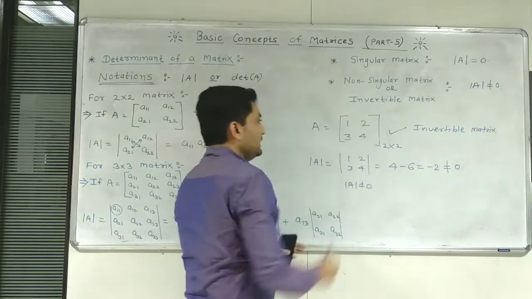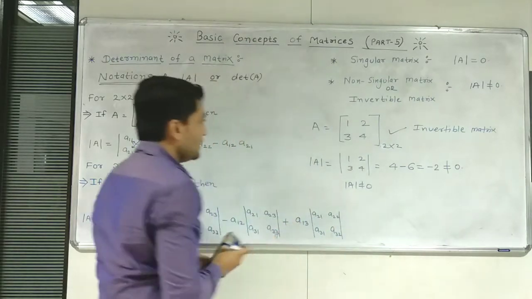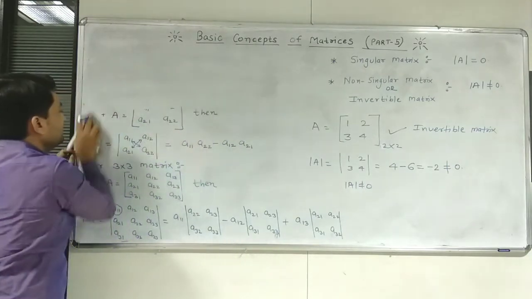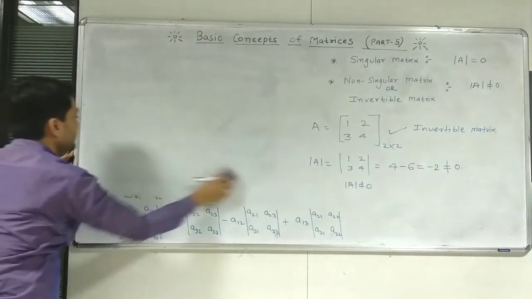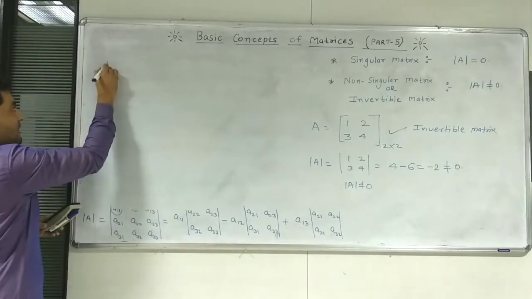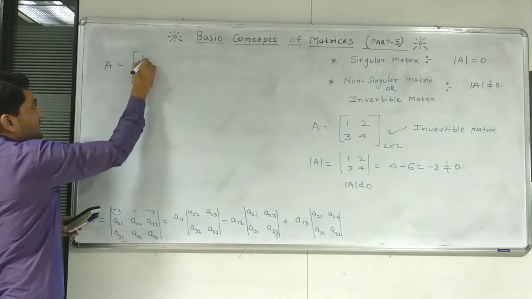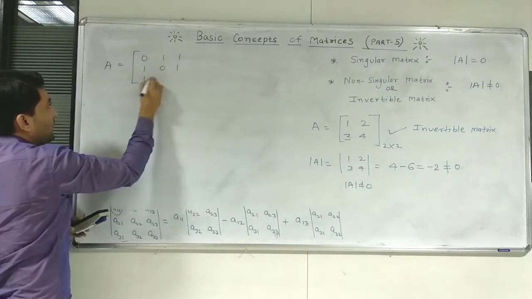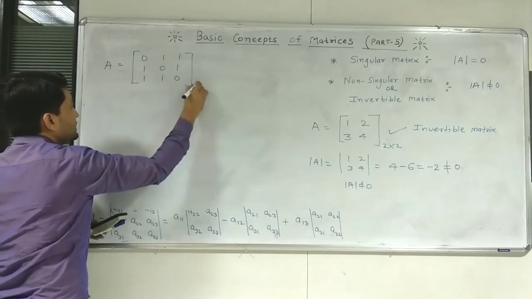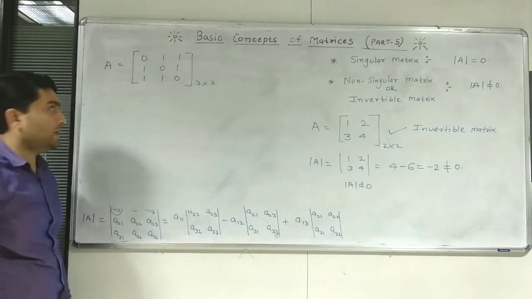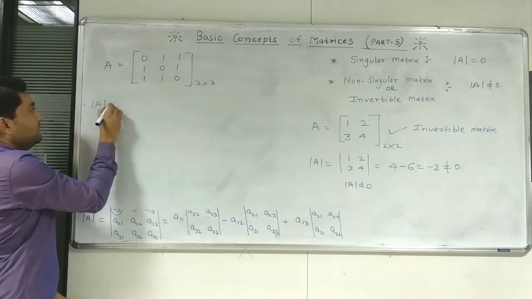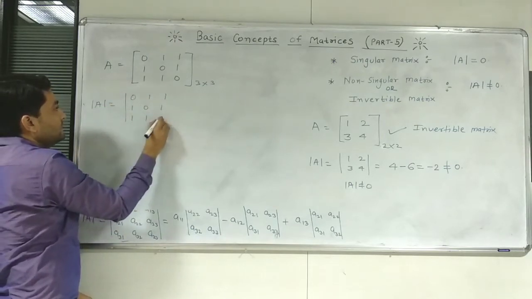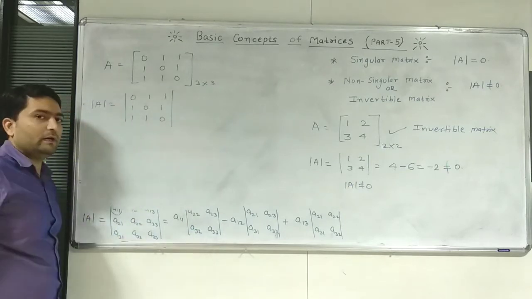Okay, now the next example, 3 cross 3 matrix is given. Okay, so 3 cross 3 matrix is given. Then how to find out its inverse? Its determinant. A is equal to 0, 1, 1, 1, 0, 1, 1, 1, 0. These 3 cross 3 matrix is given. Okay, now we have to find out its determinant. So determinant of A, it is 0, 1, 1, 1, 0, 1, 1, 1, 0. We have to find out its determinant.